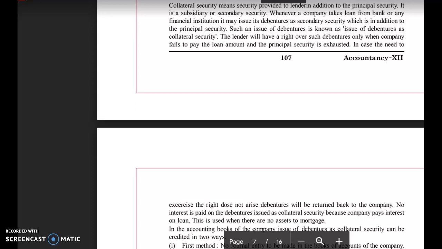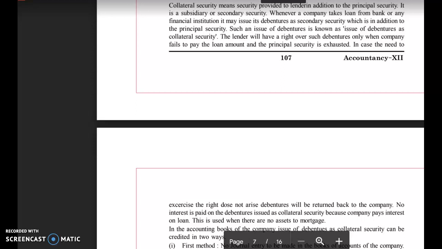Dear students, today we will continue our previous lesson of issue of debentures. In that lesson, we learned how a company can issue debentures under different conditions. Two important conditions we learned were issue of debentures for cash and issue of debentures for consideration other than cash. There is a third situation in which the company can issue debentures. It is known as the issue of debentures as collateral security.